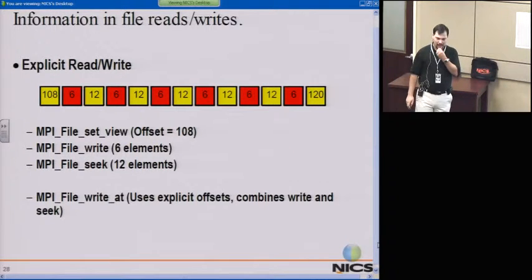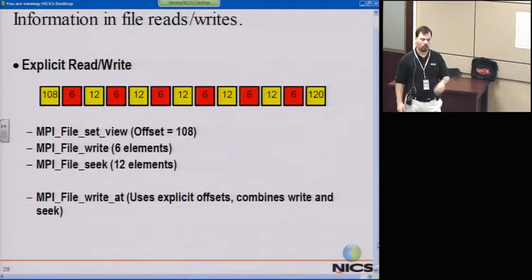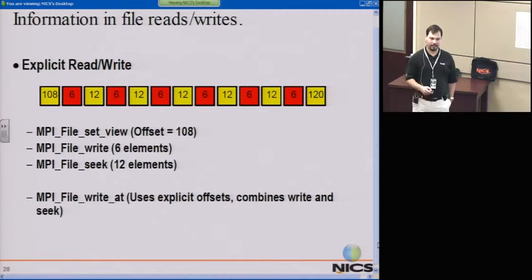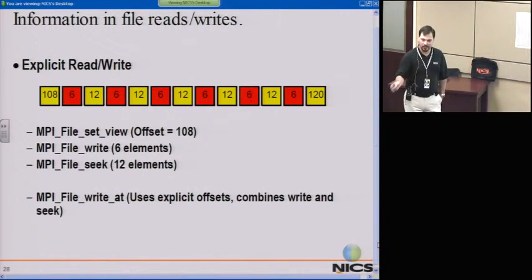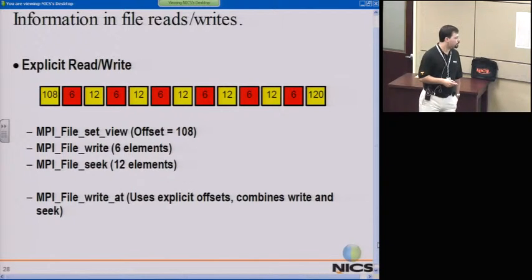Now, with MPI-IO, there's several options you have for writing and reading data. So, for instance, in this pictorial, let's say this is a file, and I want to read or write the elements that are in the red blocks. So I want to skip 108, say doubles, and I want to write 6 doubles. And I want to skip the next 12 and then write 6. So this is sort of strided.